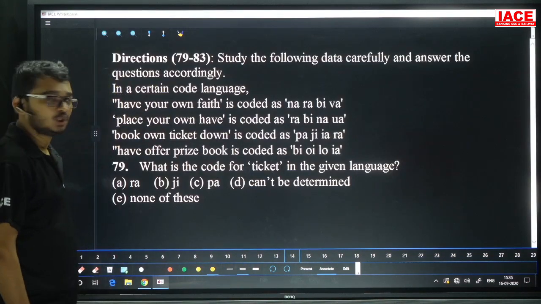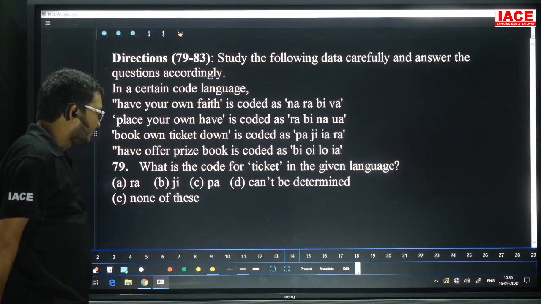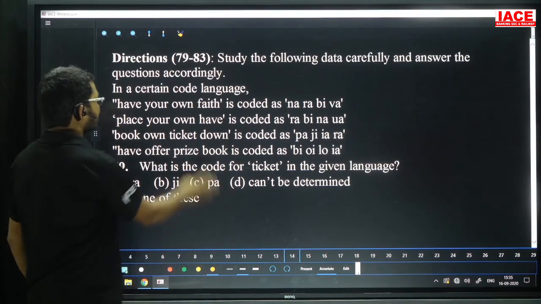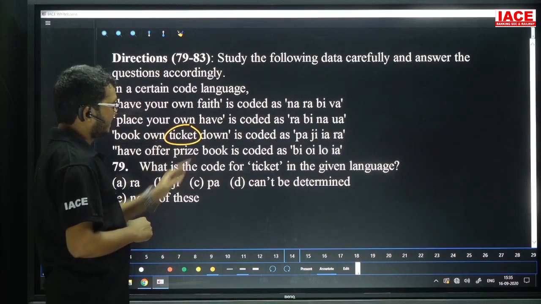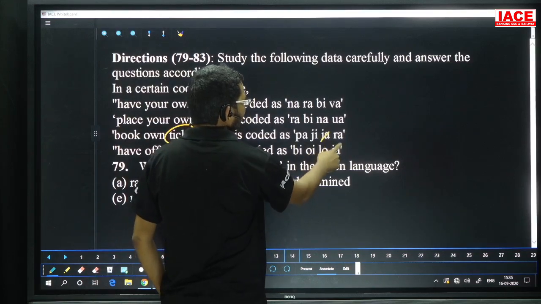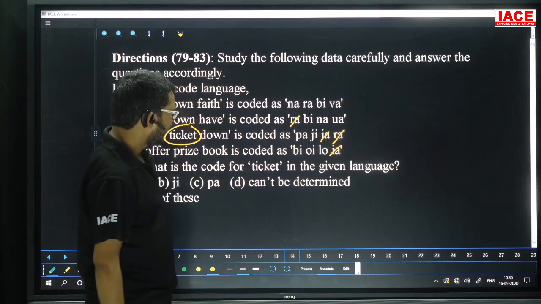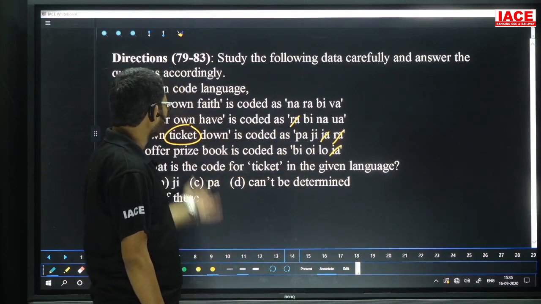Question number 79 to 83. Friends, here the question is, what is the code for ticket in the code language? Check once, ticket is present in which line? Friends, here in the third line we have ticket. So the only information in the third line is ticket, then only code. Check once, common codes eliminate. IA eliminate, RA eliminate. PA: is PA present in the remaining lines? Not there. JI, not there.